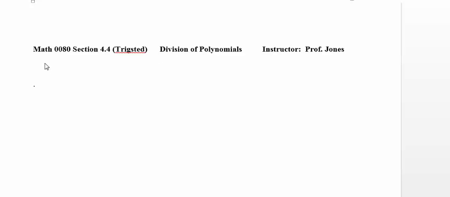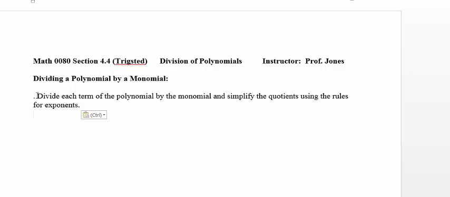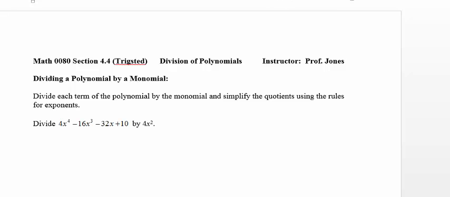Let's look at section 4.4, division of polynomials. The building block of polynomial division is dividing a polynomial by a monomial. To do this, divide each term of the polynomial by the monomial and simplify the quotients using the rules for exponents. So let's look at this division problem.